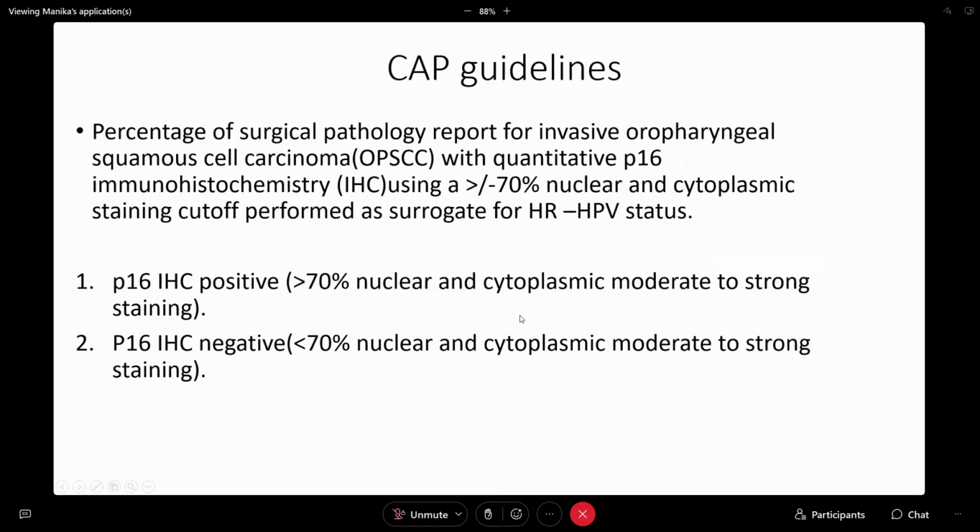Then coming to the CAP guidelines for P16, according to the CAP guidelines, we have the standard cutoff for the P16 quantitative analysis. In P16 immunohistochemistry positive analysis, there is more than 70% nuclear and cytoplasmic moderate to strong staining. And in P16 IHC negative, it should be less than 70% nuclear and cytoplasmic moderate to strong staining.